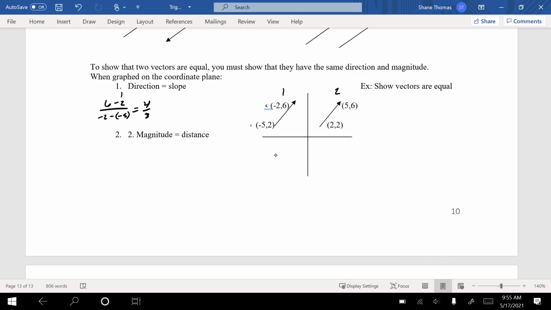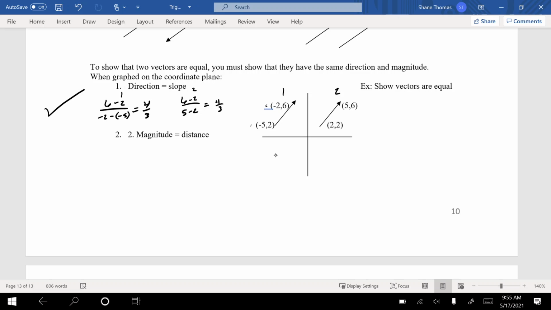Let's check the second one. Second one, I'm going to have 6 minus 2 over 5 minus 2, which is also going to be 4/3. Okay, so our slopes are the same. That's good. Boom.